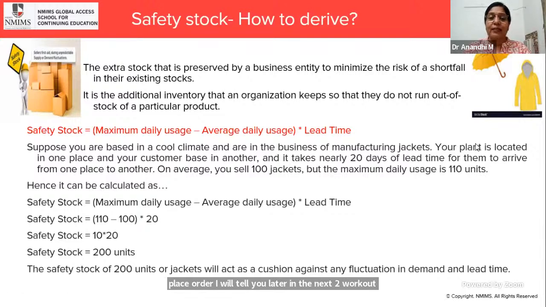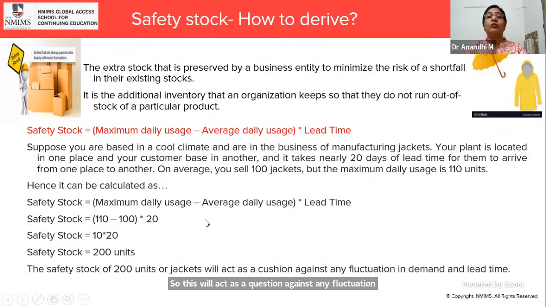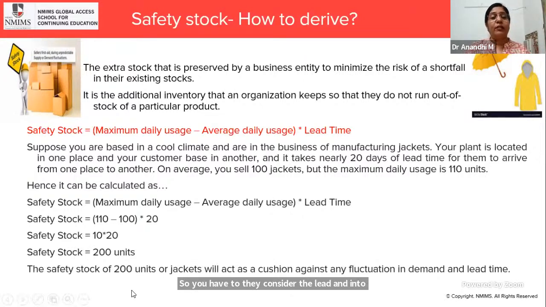So this will act as a cushion against any fluctuation in demand, because the average maximum daily usage sometimes is 110. So you need to ensure that there is no denied sale or stock out position. So you have to consider the lead time in the calculation, and then you arrive at 200 units. 200 units at any point in time you should hold as stock, since the lead time is 20.